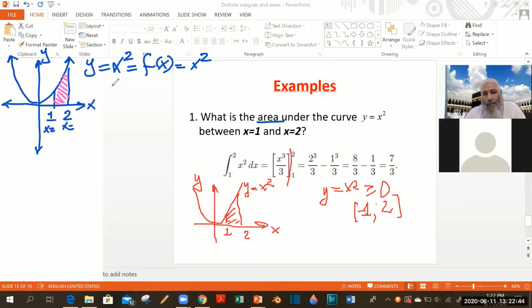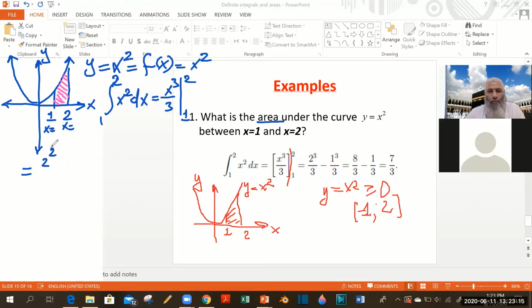So the area is the integration from 1 to 2 of f of x, which is x squared dx, right? What is the integration of x squared? The integration of x squared is x cubed over 3, from 1 to 2. So we will substitute 2 in x cubed, it is 2 cubed over 3, minus x cubed, which is 1 cubed over 3.